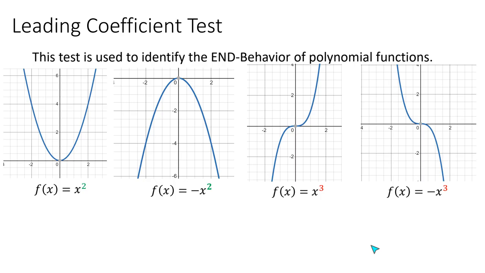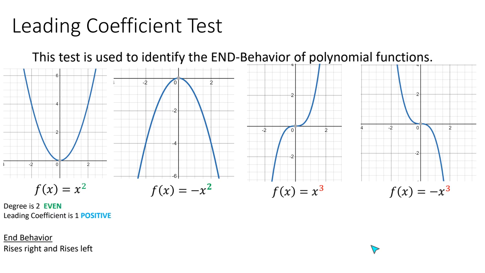So if I have an even function with a leading coefficient of a positive number, my graph is going to point upwards, both to the left and on the right. It's going to point up. Yes? Let me see. So here is what I have. If my degree here is 2, then it's even. My leading coefficient is 1, which is positive.